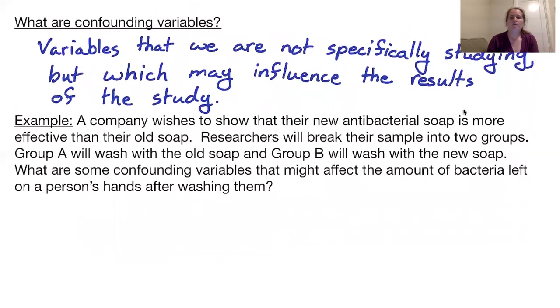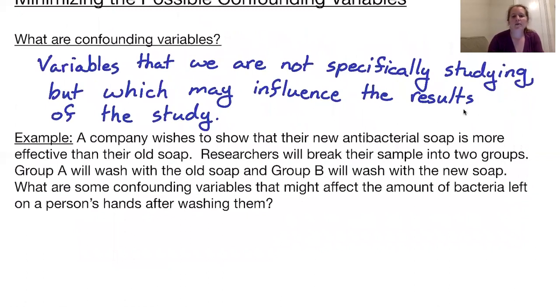So, for example, let's say that a company wishes to show that their new antibacterial soap is more effective than their old soap. Researchers will break their sample into two groups. Group A will wash with the old soap, and Group B will wash with the new soap. What are some confounding variables that might affect the amount of bacteria left on a person's hands after washing them?